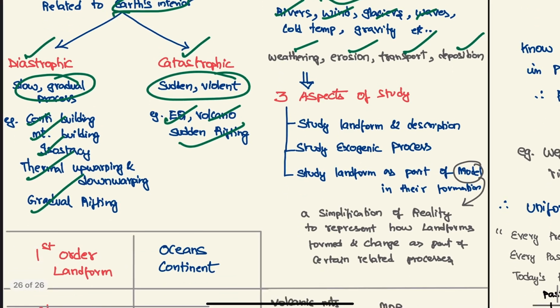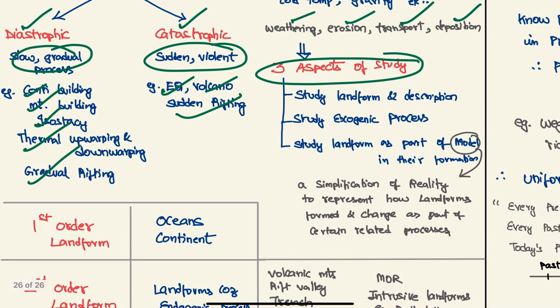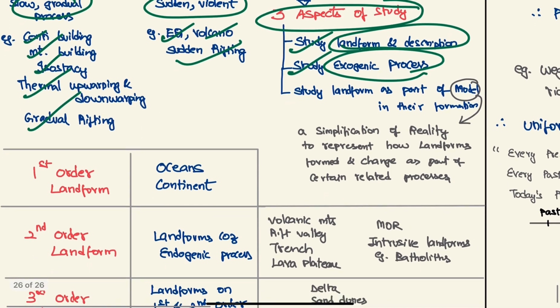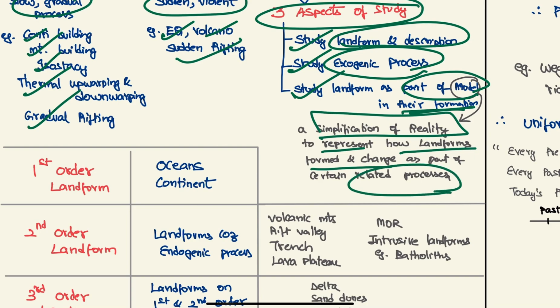Under the exogenic, we can have three aspects of study: how to study the landform and describe it, study the exogenic processes that are acting upon the landform, and study the landform and make a model about how they are forming. So what is a model? A model is a simplification of reality that will represent how landforms are formed and change, and the related processes that are acting upon it.